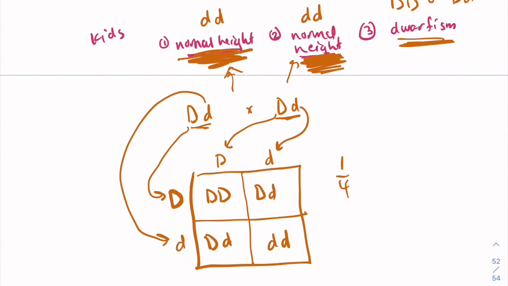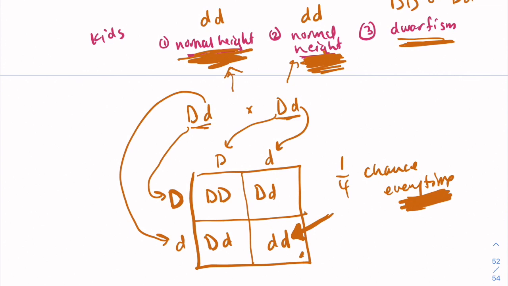Shouldn't they have had a kid of normal height, and then the next one would have had to have been a dwarf? And then the next one had to be a dwarf? If they have 4 kids, shouldn't only one of them have normal height and the rest would all have dwarfism? And the answer to that is no. It's a 1 in 4 chance every time of having a kid who's homozygous recessive and normal height. Every time you have a kid, all right?